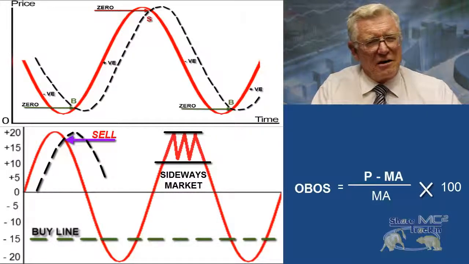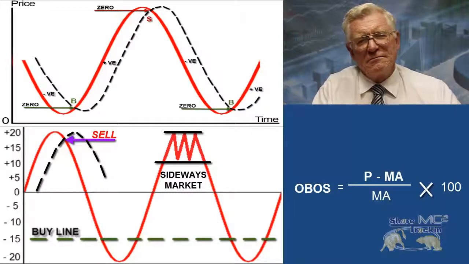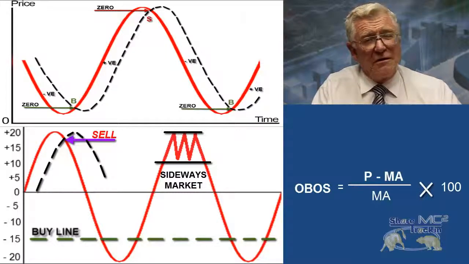But what are we measuring with this overbought oversold indicator? We're measuring the rapid departure of the price away from its moving average. That departure must be rapid, because if it's not rapid, then of course the moving average will move down with the price and there'll be no significant gap.